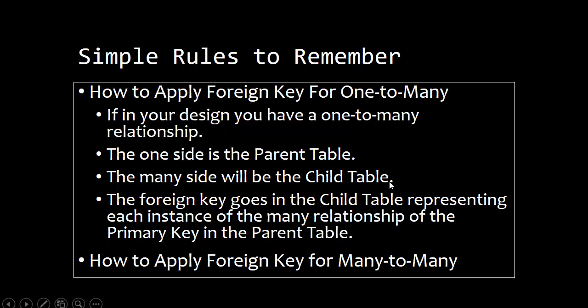So let's go back to these rules again. For one-to-many, if in your design you have a one-to-many relationship, the one side is the parent table, the many side is the child table. The foreign key goes in the child table, representing each instance of the many relationship of the parent key in your parent table. Okay?